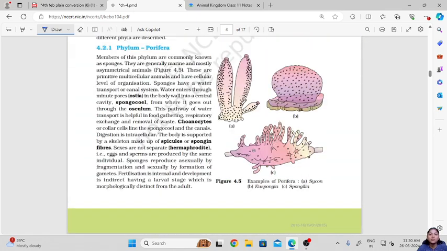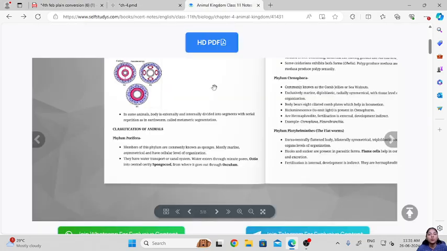Now here these small pores are the ostia. So these minute pores which are found all over the body are the ostia, and these are some examples of these sponges or phylum Porifera. So first we have Scypha, then Euspongia and Spongilla. So this is the Spongilla. These are organisms or sponges which are found in the marine waters.